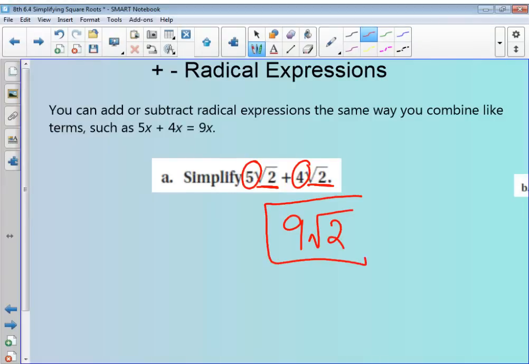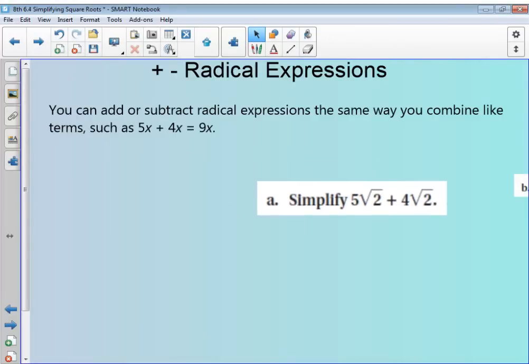This is all the further we're going to go right now. Eventually, as we progress in our mathematics, we will work a little bit further, but the square root of 2 is not a perfect square. So we're going to just leave it as the square root of 2. Our final answer for right now when we're simplifying is 9 times the square root of 2, with the 9 right next to the square root of 2.